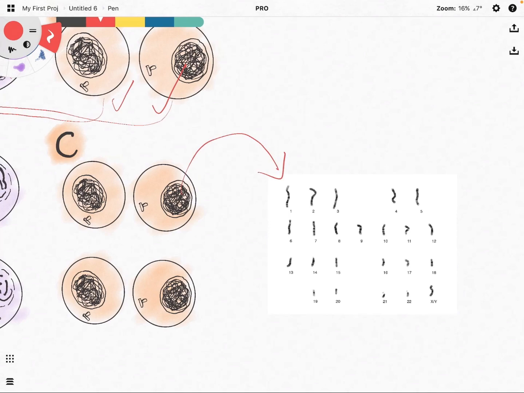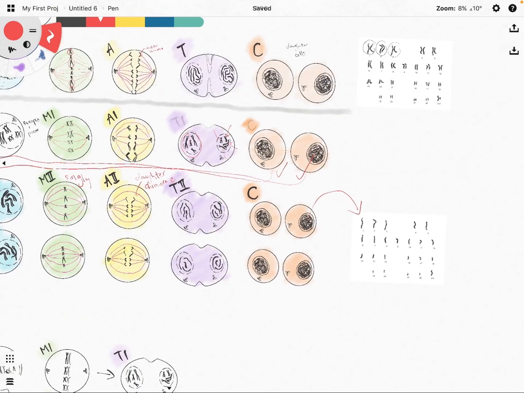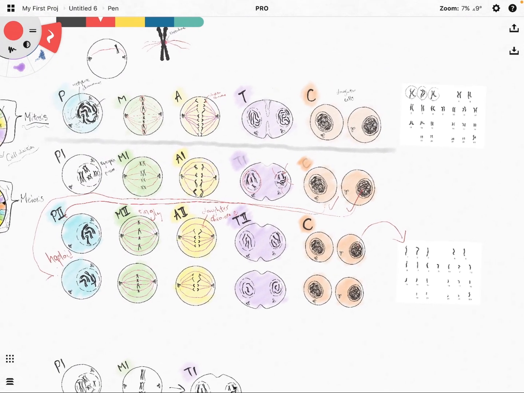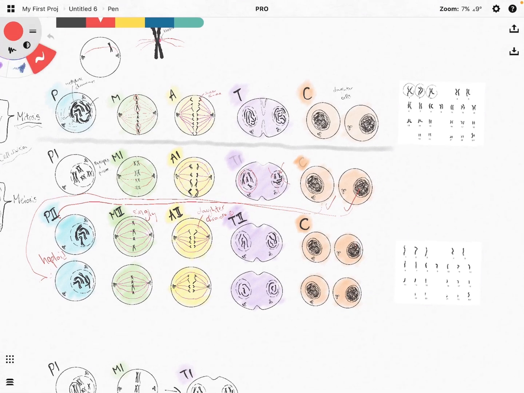Okay, with that, let us summarize some of the key differences between mitosis and meiosis. Let's zoom out. So the key differences between mitosis and meiosis are these. Number 1, homologous chromosomes undergo synapsis in prophase 1. In synapsis, the homologous chromosomes pair up. Compared to prophase of mitosis, where homologous chromosomes do not pair up.